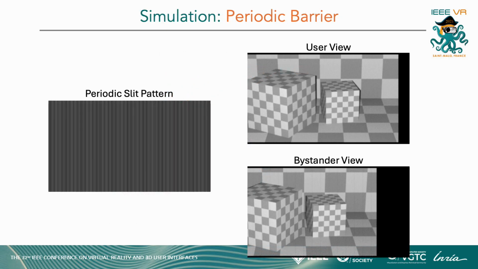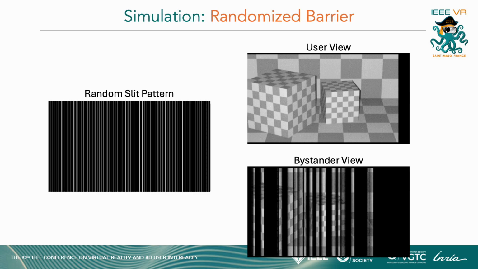Here, we demonstrate this idea through simulation results. With the periodic slit pattern displayed on the left, the user perceives a perfect view. However, a bystander may also see the exact same image from certain positions, demonstrating a limitation of this approach in maintaining privacy. Now, let's replace the periodic slit pattern with a random pattern. With this configuration, the user continues to enjoy a clear view, while the bystander perceives only a scrambled image. A significant portion of the image is missing or distorted, rendering it unrecognizable and thereby enhancing privacy.